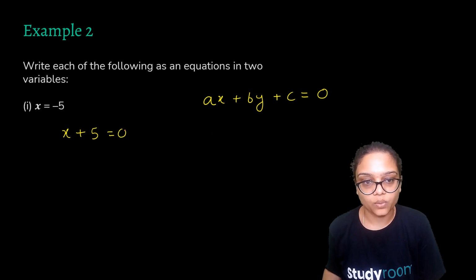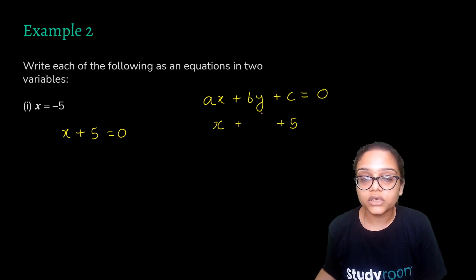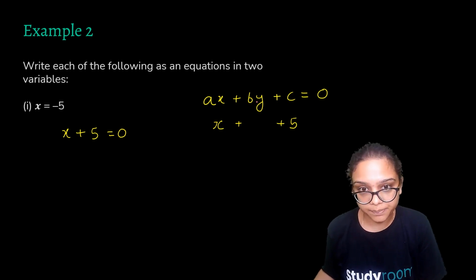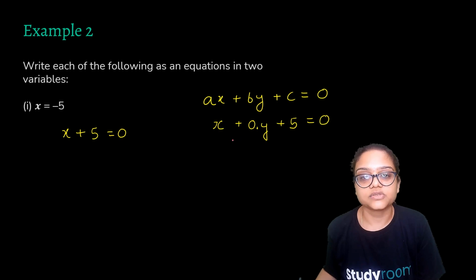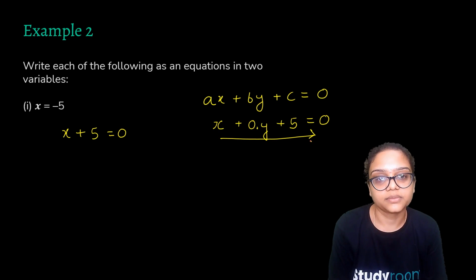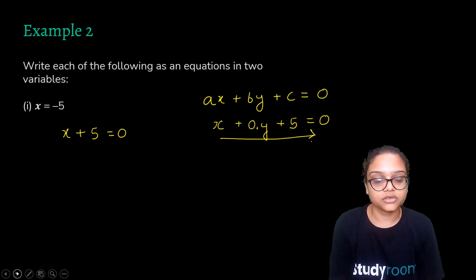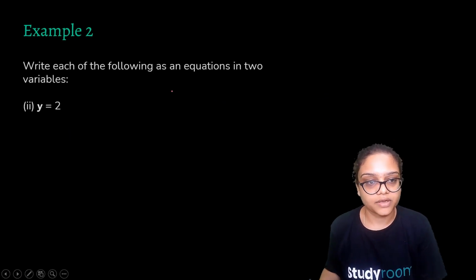Now, ax is already there, which is x, a being 1. Just skip this term. The constant term is already there, 5. Now what will be the b value such that this term is 0? It's 0. That's why the b term is 0. So we have represented it as a linear equation in two variables. A linear equation in two variables is represented this way.